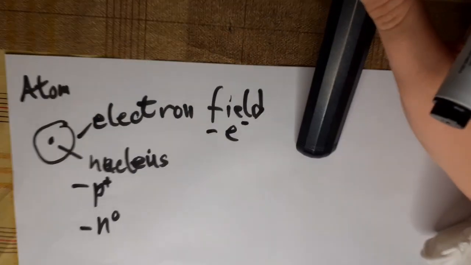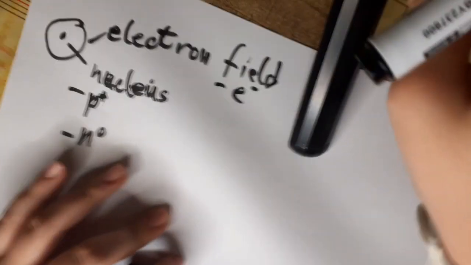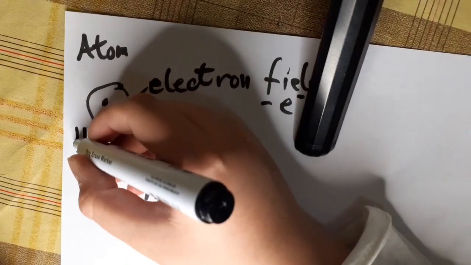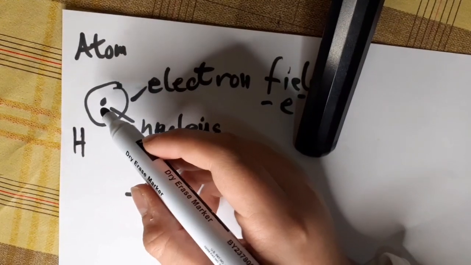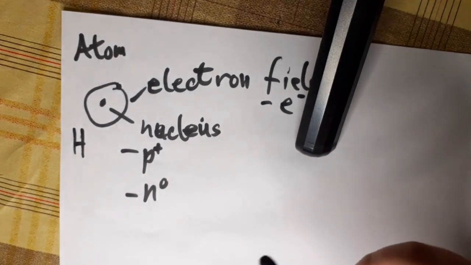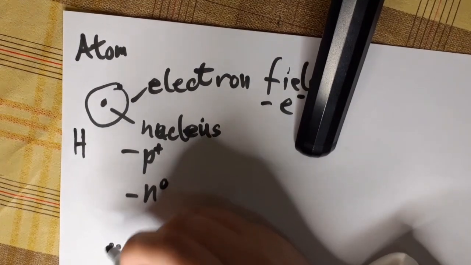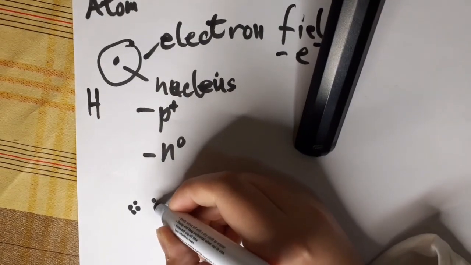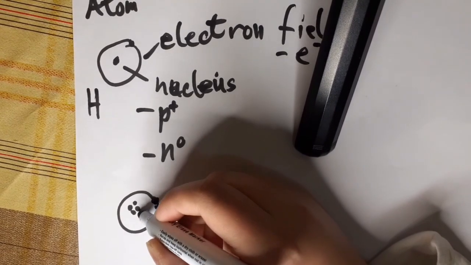Alright, so let's see how they compare. This right here, what I drew, is an atom of hydrogen. H is its symbol. And this right here is one proton, and this is an electron. An atom of helium, for example, let's draw that, has two electrons, two protons, and two neutrons.